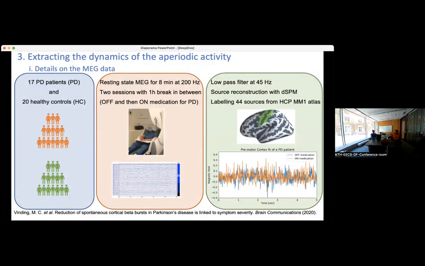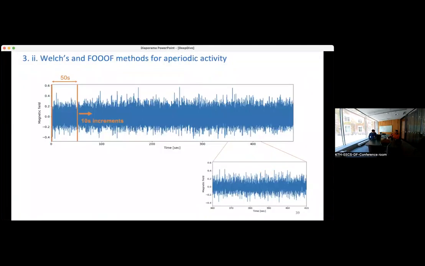We use a low pass filter, and we use source reconstruction. So we try to know from where in the brain the signal is coming. And we have at the end 44 sources, and these are the details. We use a given atlas which partitions the brain into different regions. Okay, so what we end up with is a signal like this. We have this for each brain region and for each patient.